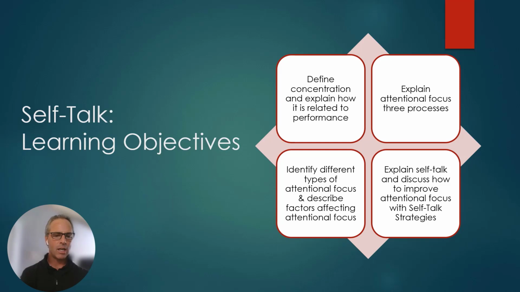All right, so our learning objectives for self-talk. Well, we first want to define concentration and explain how it's related to our performance. We want to explain attentional focus as three processes that are happening at once within our attentional focus. We want to identify different types of attentional focus and describe factors affecting each one. And then we're going to explain some self-talk, and there are different strategies to improve our attentional focus. That way we can perform our best when it matters the most.